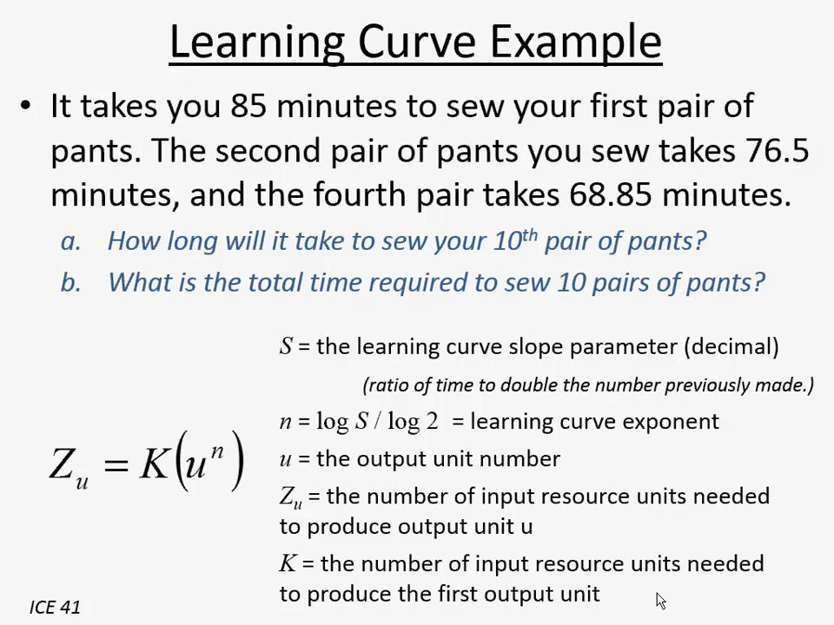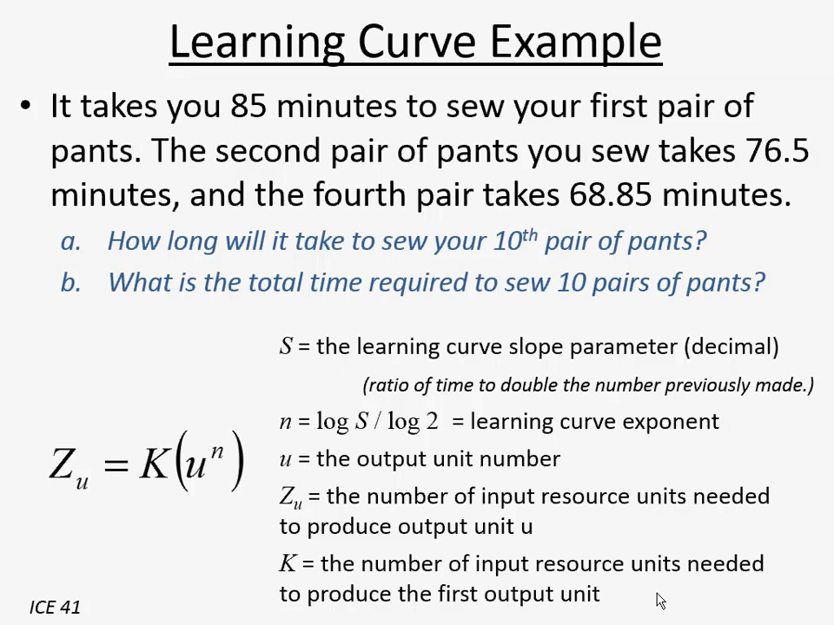All right, first K, the first pair of pants is 85 minutes. That's our first pair. And the second pair is 76.5 minutes. Okay, so S is going to be 76.5 minutes divided by 85 minutes, which is 0.90. This is a 90% experience curve, meaning our second pair of pants only took 90% of the time that the first pair of pants took.